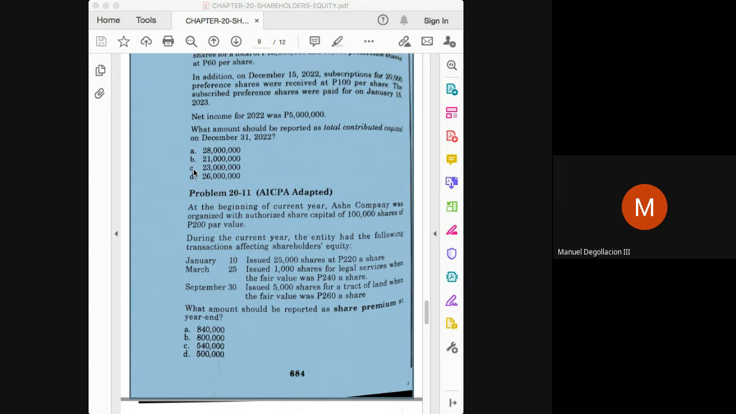So 5,000 times 260, or simply get the excess over the par value of 60 per share. 60 times 5,000, you would get 300,000. So from the January transaction, we will be recognizing share premium in the amount of 500,000. For the March transaction, we will be recognizing additional share premium in the amount of 40,000. For the September transaction, we will have additional share premium in the amount of 300,000. You add those three, you would get 840,000.